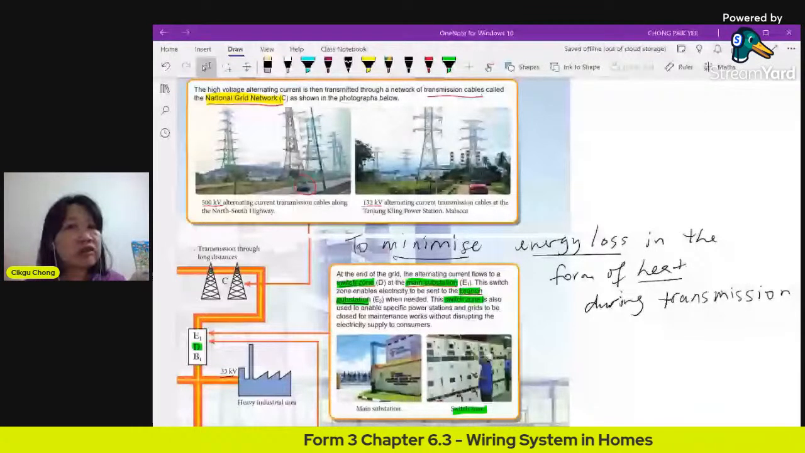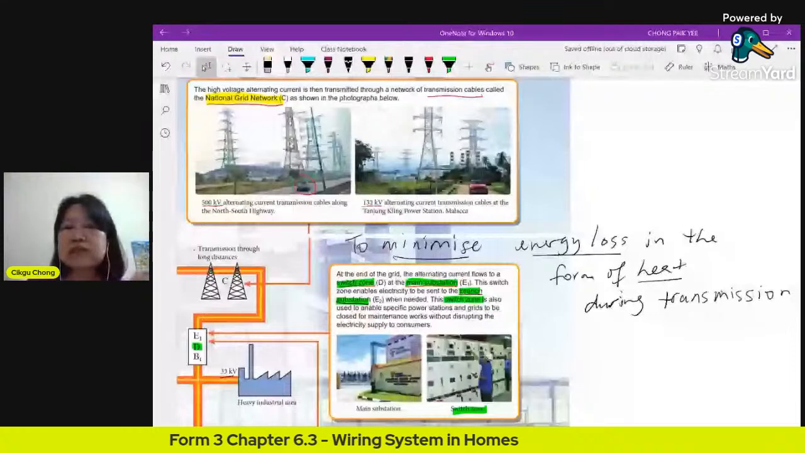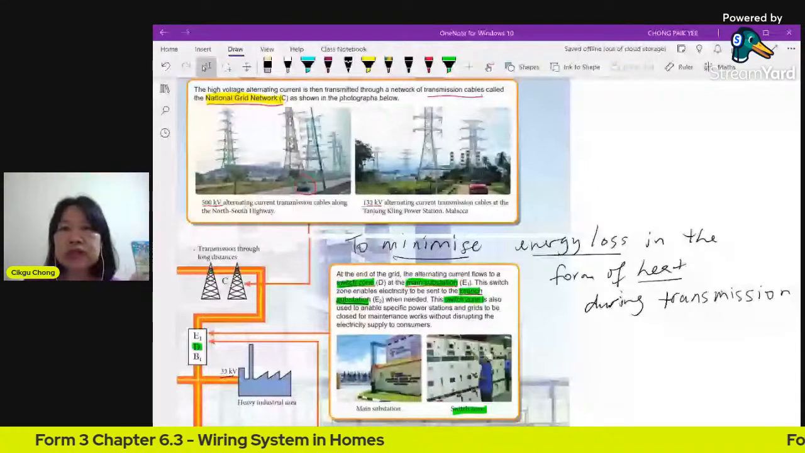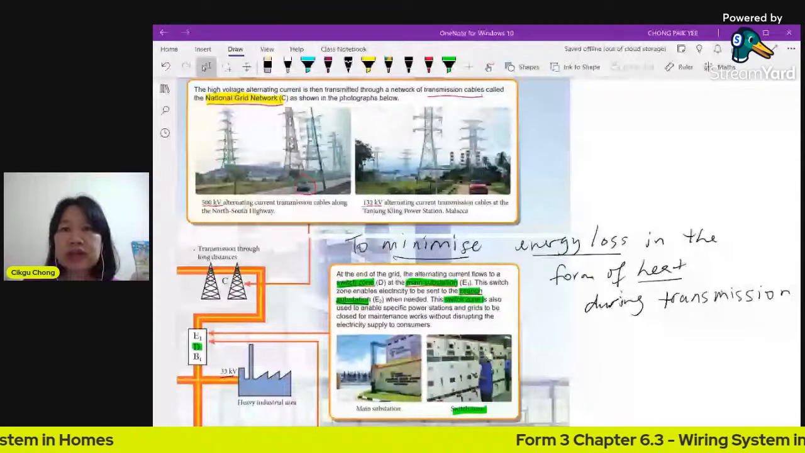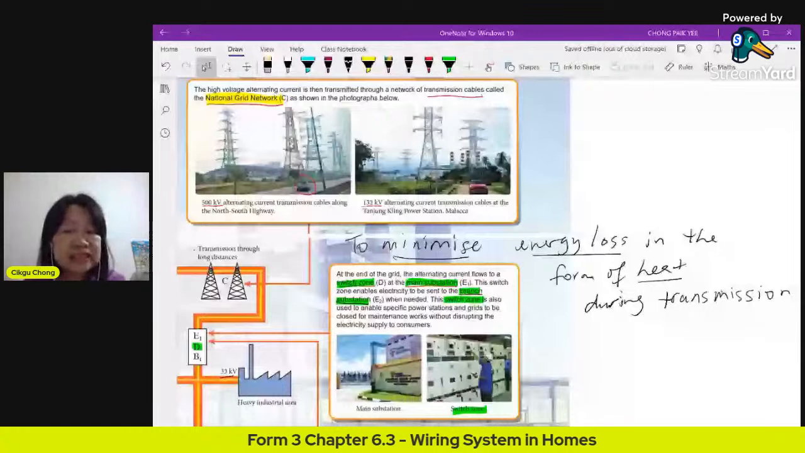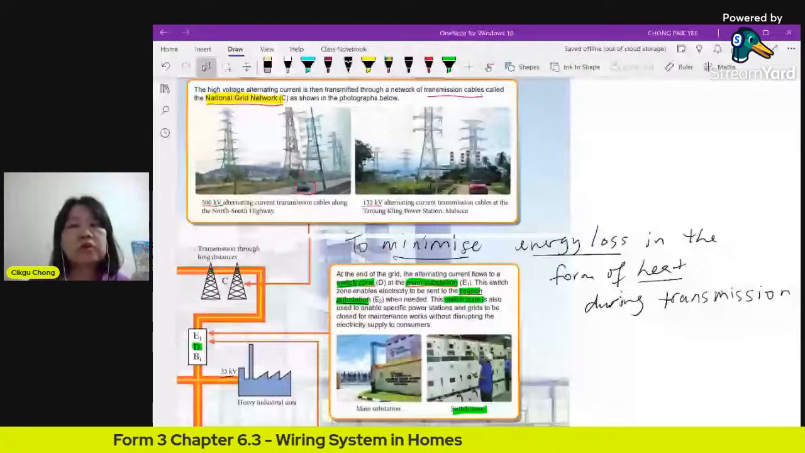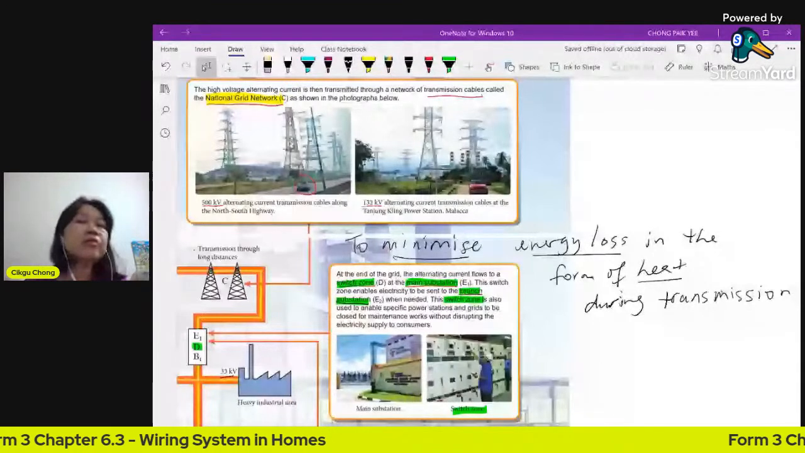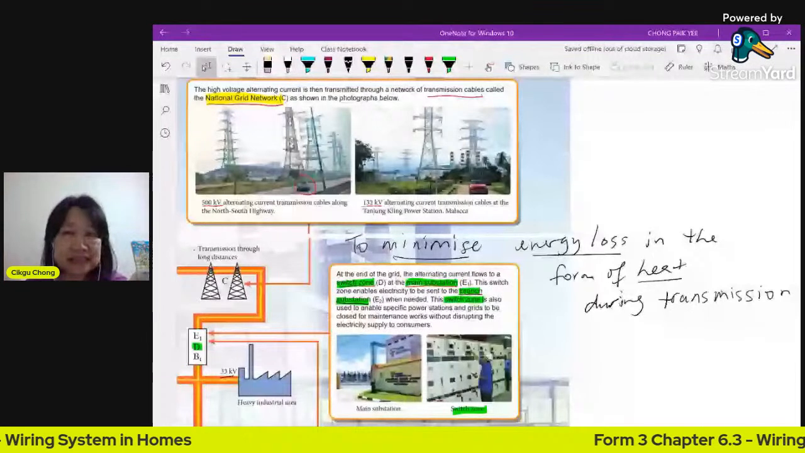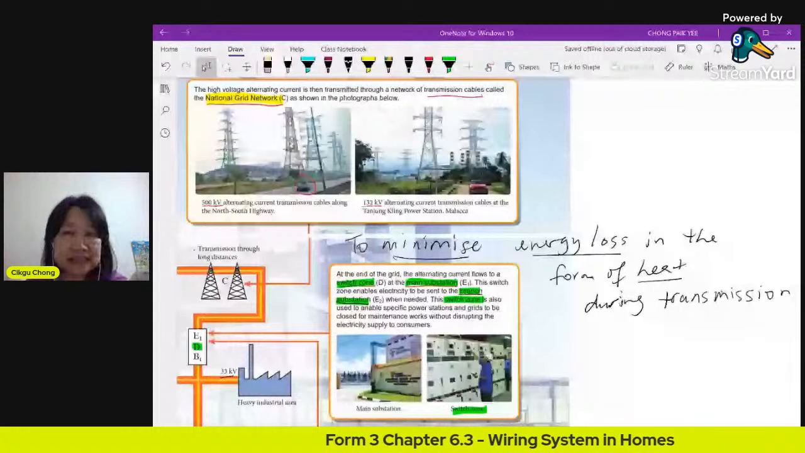But if you start with a voltage that is already low, then as you transmit along the cable, more and more of the heat will be released, dissipated, and lost. When it arrives at your city, you'll find that it will be even less. So that's why we want to increase the voltage first before we transmit it.